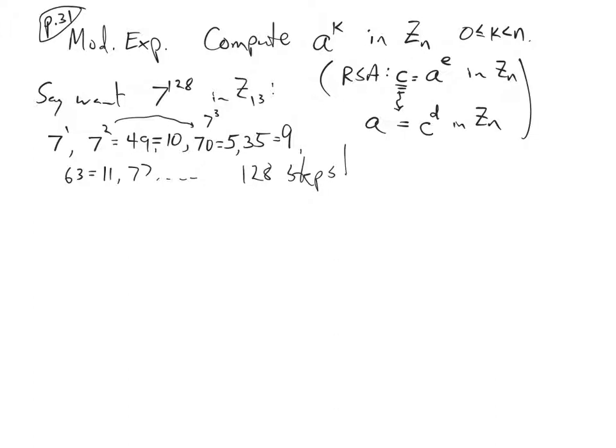So I guess I've gone ahead and done embedded exercise 23, unfortunately. The answer is that computing a to the k in Z sub n takes theta of k steps. That's basically the answer to embedded exercise 23. Sorry, I didn't give you a chance to think about it. It's not a very good embedded exercise.